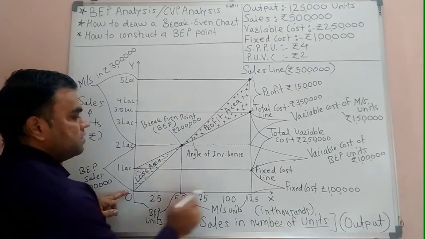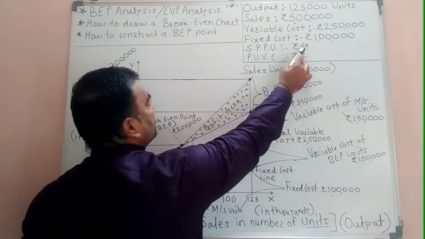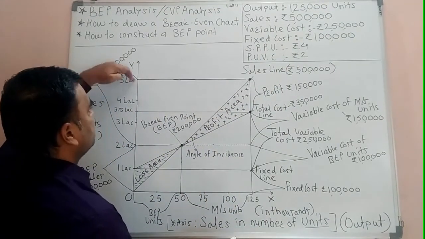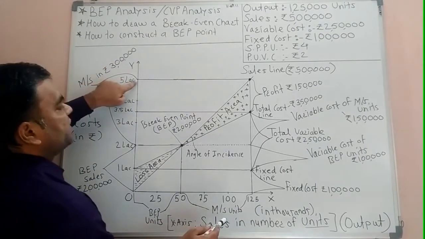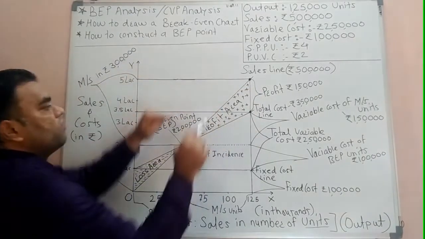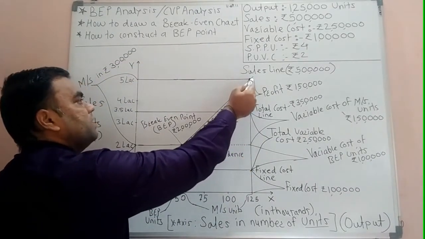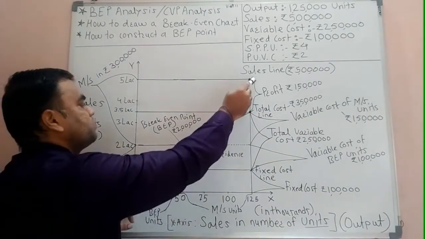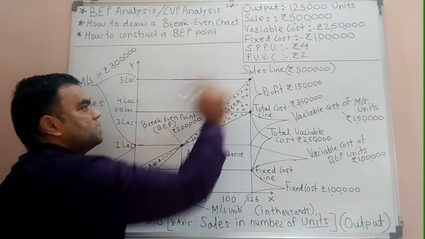1,25,000 units sold at rupees 4, 1,25,000 into 4 is equal to 5 lakh. So sales in rupees is 5 lakh and sales in units is 1,25,000. We have to link the x-axis and y-axis, then we get the sales point. Then we join that sales point to 0. When we join this sales point and 0, we get the sales line. You can say this is the sales line.